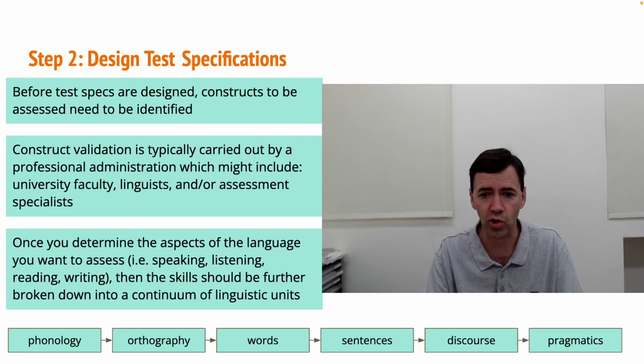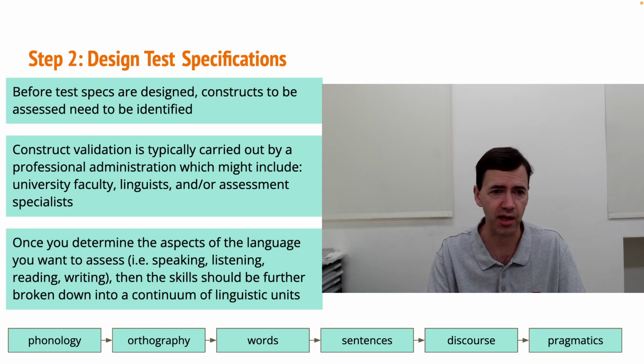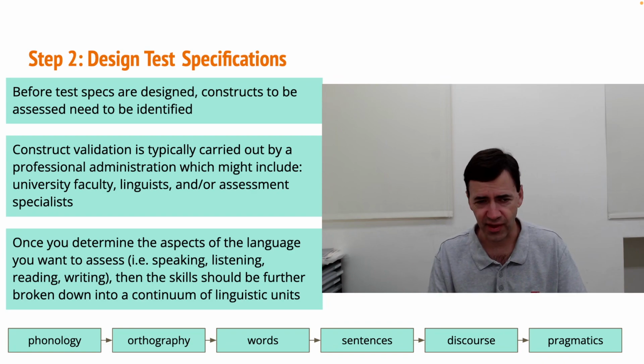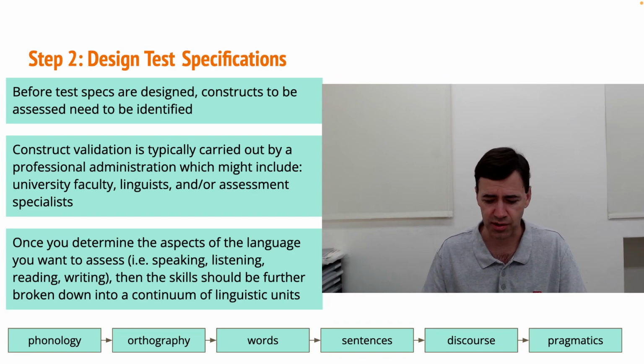And then we move to the word level, sentence level, discourse level, and then we can even get into the pragmatic level where we deal with social linguistic rules and such, speech acts, how to use the language for specific functions. And so for each of those 4 skills, we need to decide, okay, which levels are we going to start at? Are we going to start at the word level, or do we need to start even higher than that, like discourse level, depending on the test and the purpose? So once you decide all of that, then you can design your test specs.